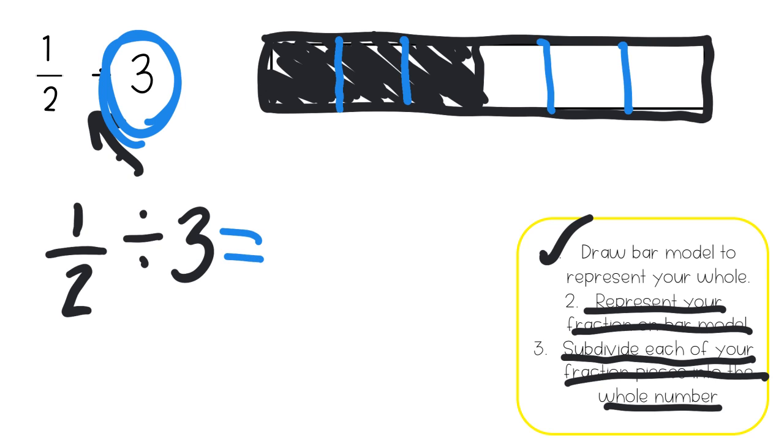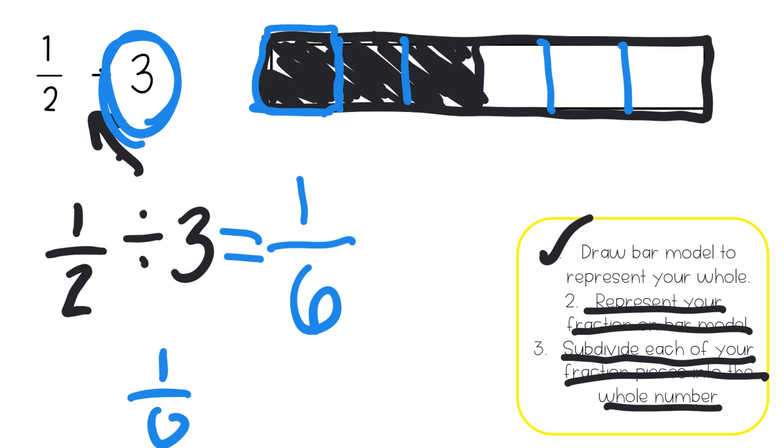Okay, then how much is one of these worth? This is worth 1, 2, 3, 4, 5, 6, 1/6. So 1/2 divided by 3 equals 1/6. Does that make sense? 1/6 is less than 1/2. Yeah, that's a good way to check and to think about it.